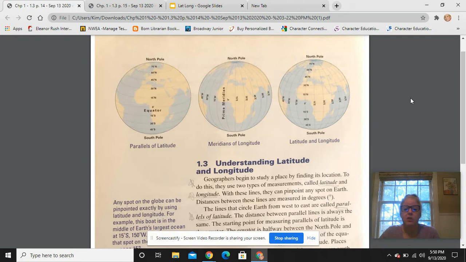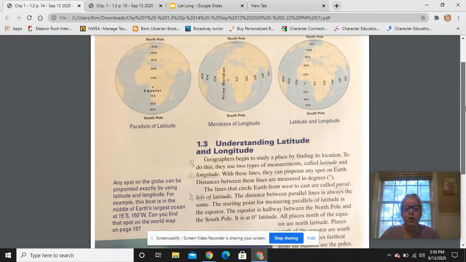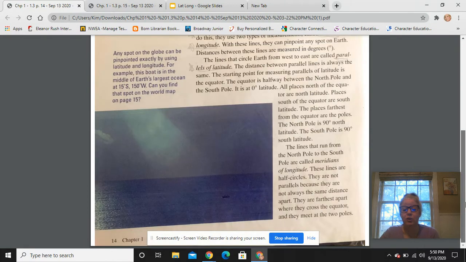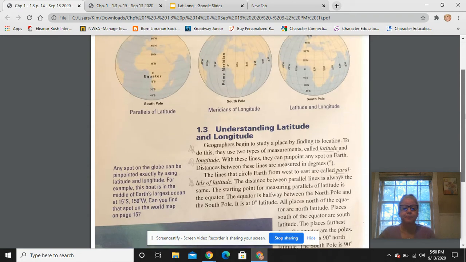Okay, so today we're going to be talking about latitude and longitude, which are words that you may have heard before. So we are on section 1.3, understanding latitude and longitude. This is in your textbook on page 14. So if you have your book, you can open it to page 14.